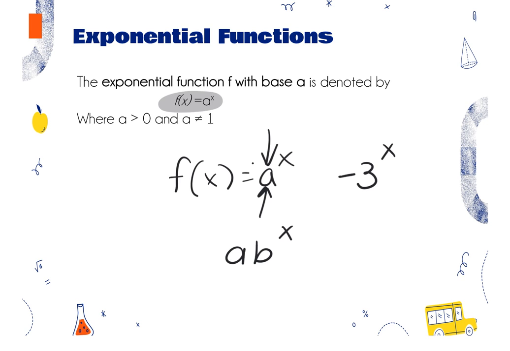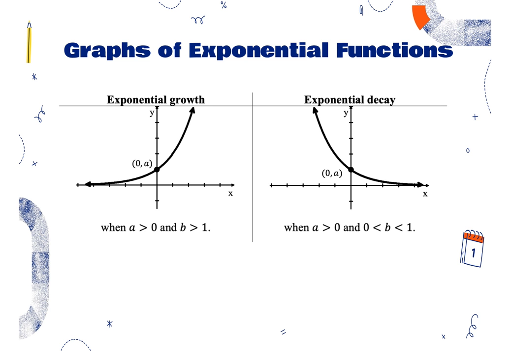And the base can't be 1 because no matter what you raise 1 to, what is it? 1. And then that would result in a constant function, not exponential. Okay? So exponential functions have both growth or decay. If it's got growth, then it is increasing as I move from left to right. And if it has decay, it is decreasing as I move from left to right.